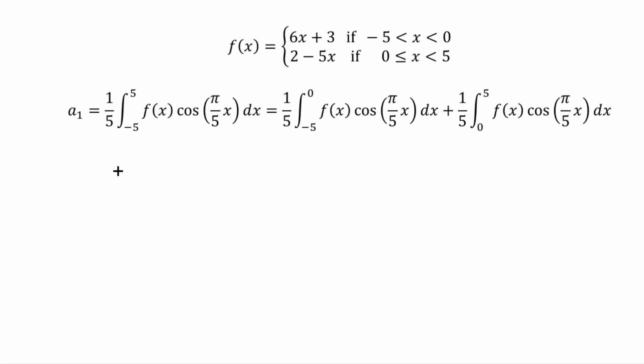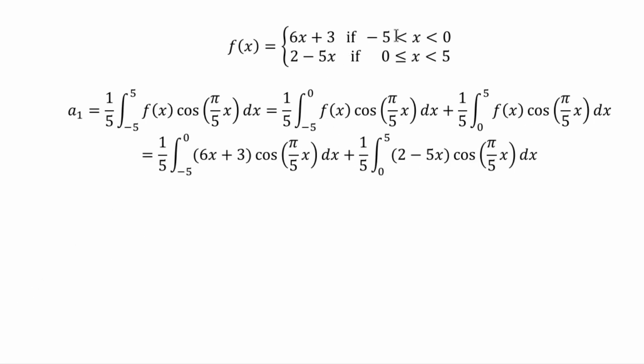Let's start with a1. First, you want to split the integral into two, so that in the first interval, -5 to 0, you can replace f of x by 6x plus 3, whereas in the second interval, you can replace f of x by 2 minus 5x.